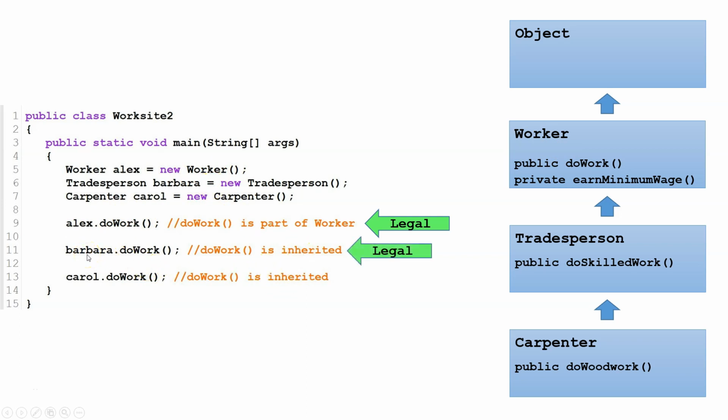This is also legal. DoWork is inherited from the worker class, because tradesperson is a worker and thus inherits all public methods. Carol is a variable of type carpenter, initialized with an instance of the carpenter class. It is legal for Carol to call the doWork method because Carol inherits doWork from tradesperson, which inherited it from worker.